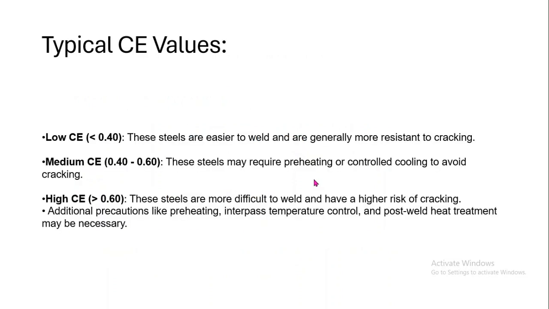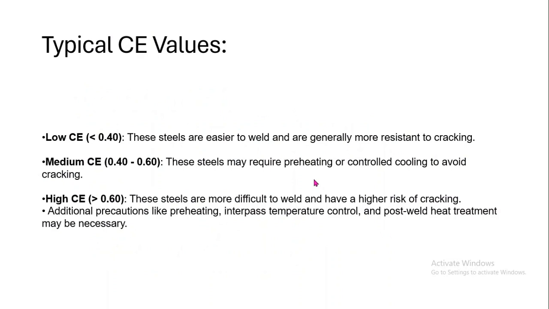So you can see how the carbon equivalent value influences welding based on the values. First, if the carbon equivalent value is low, less than 0.4, these types of steel are easier to weld, and they are not prone to cracking. They resist cracking.